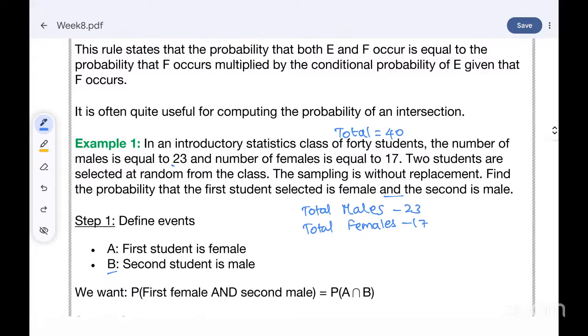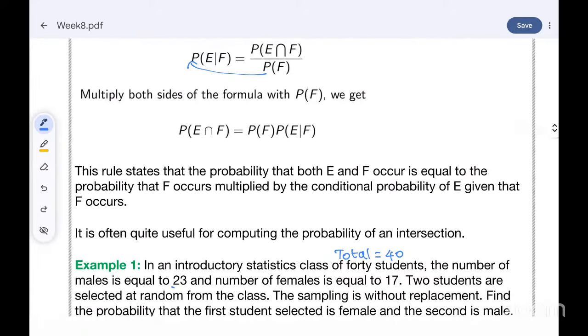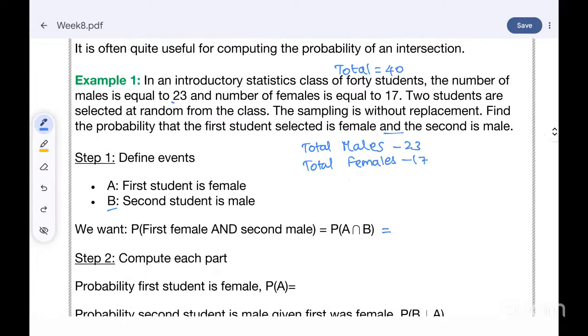Now, if we have to find probability of A intersection B, the hint is that we are going to use this multiplication rule. What is the multiplication rule saying first of all? P of A intersection B is, if you want, you can check it from here. What should be the answer? P of A intersection B is P of B into P of A given B. So this is what we are going to do.